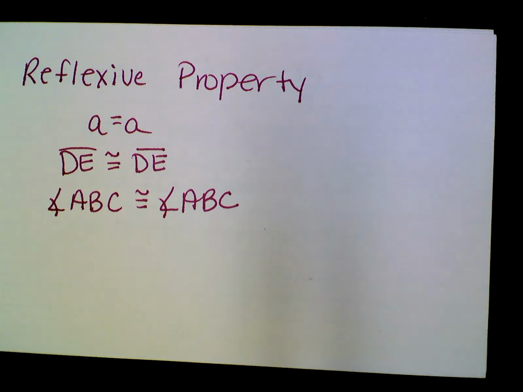The reflexive property is one that we're going to use a lot. This just says that anything, number, segment, or angle is equal to itself. So A is equal to A, segment DE is congruent to segment DE, and angle ABC is congruent to angle ABC.